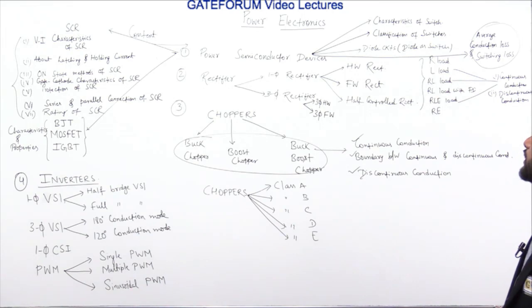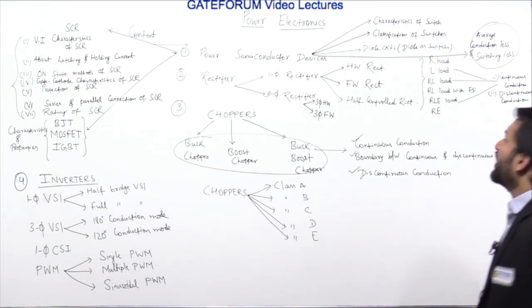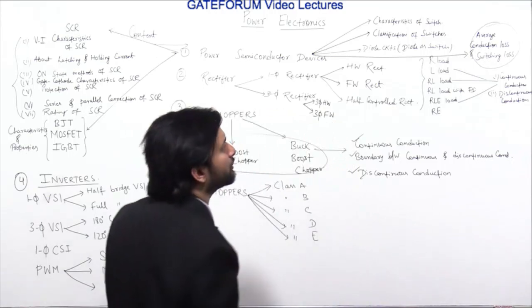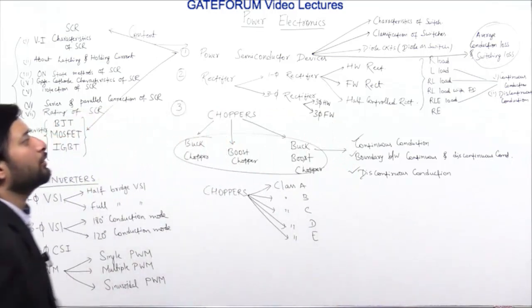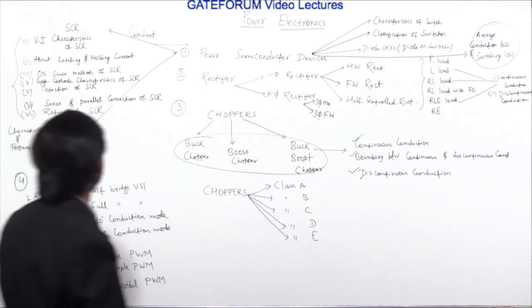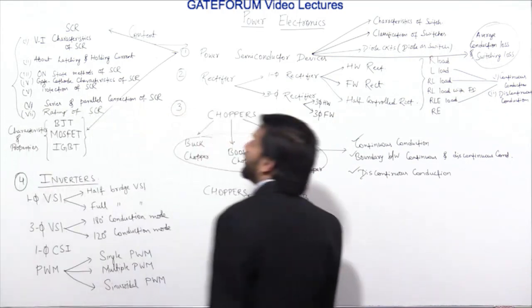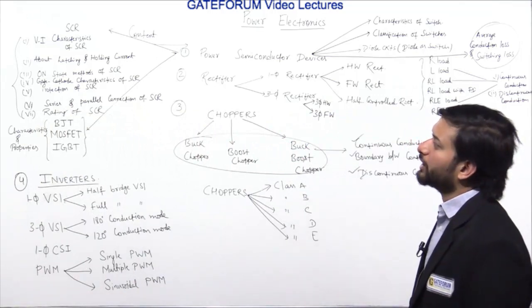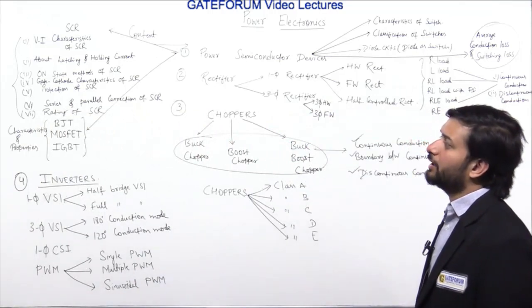Power semiconductor devices will have characteristics of switches, classification of switches, average conduction loss, switching losses. Then from the SCR part we'll have VI characteristic of SCR, latching and holding current, on-state methods of SCR, gate cathode characteristic of SCR, protection of SCR. There are different protection methods that we'll discuss.